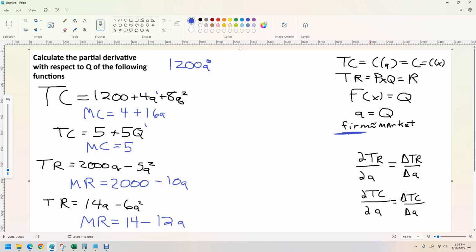I'm just saying these are equivalent symbols and equations that you might run into in your graduate level economics courses.